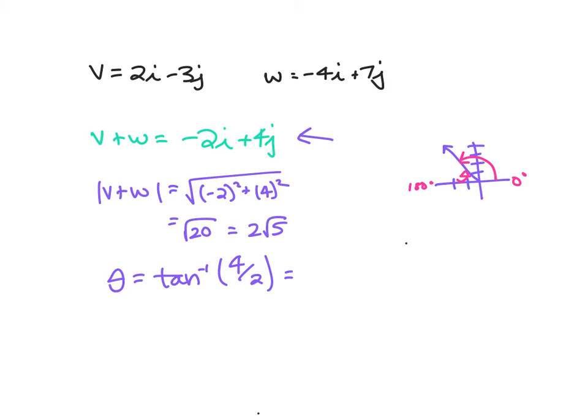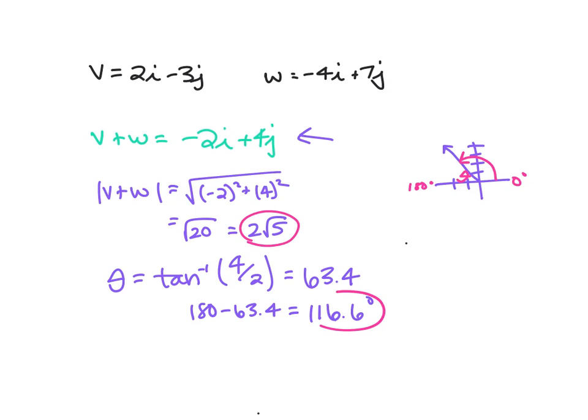So when we plug that into a calculator, we get 63.4. So then for the direction angle, we subtract from 180 because it's second quadrant. And that gives us 116.6.